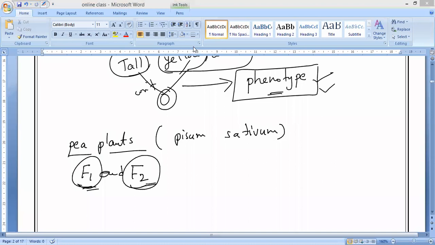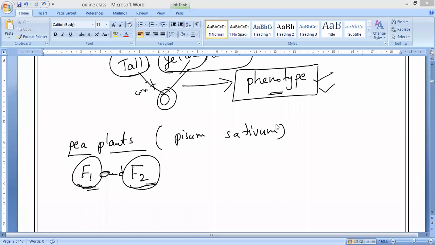Anybody? Kevin? Arvind? It has more characteristics. Yes, Aishwarya? Sir, it has more characteristics. Okay, we can see why he chose pea plants, because the pea plant has seven specific characters.